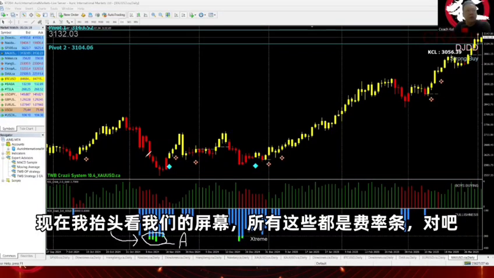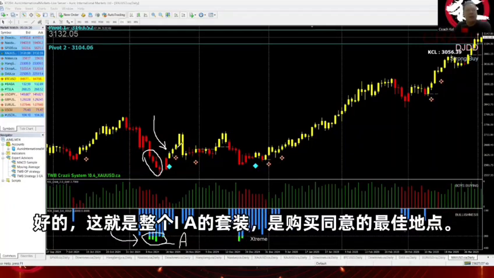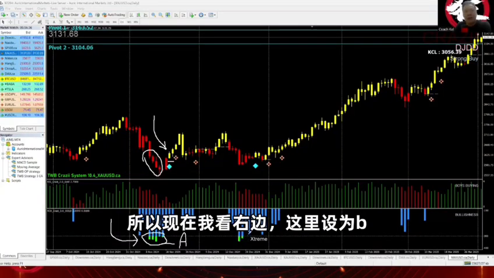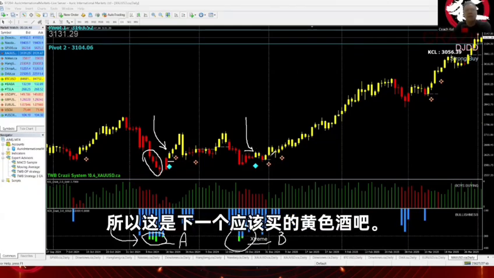Now look at our screen. All these are red bars, so these are all the downtrend candlesticks. Then you notice there is a yellow candle here. That is set A, the sweet spot to buy. Agree? Now look at the right side, which is set B. You look at the yellow bar here. This is the next yellow bar you should buy.